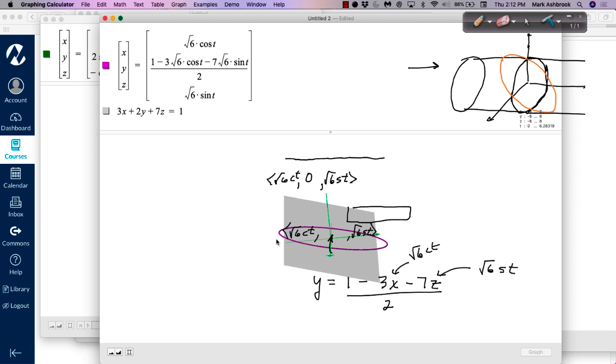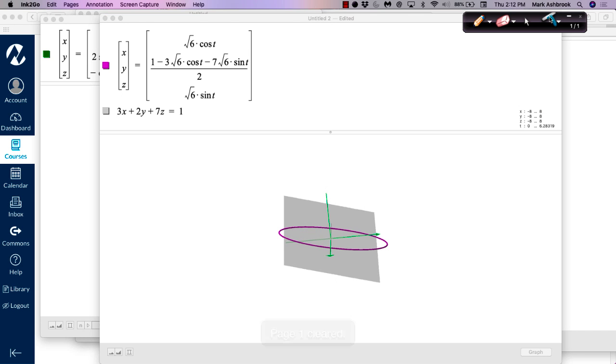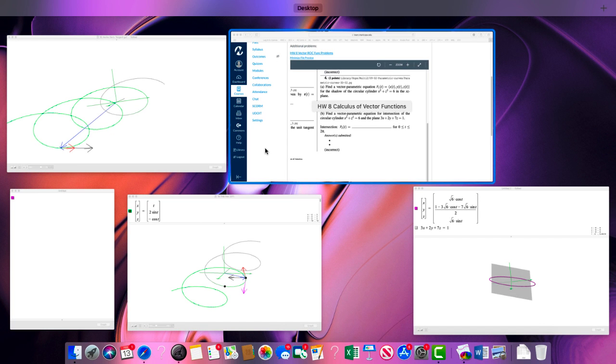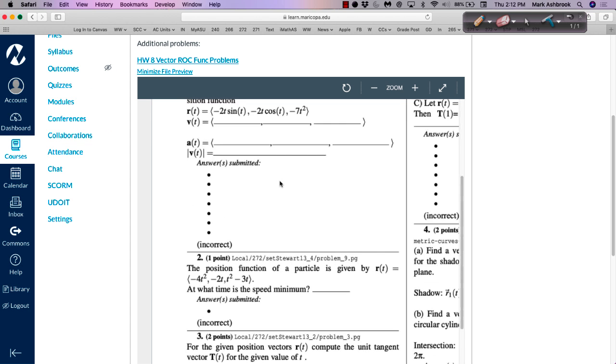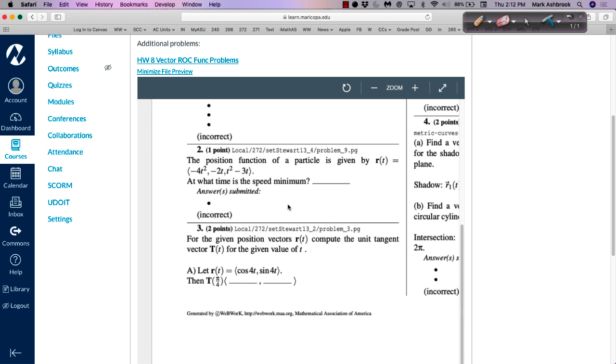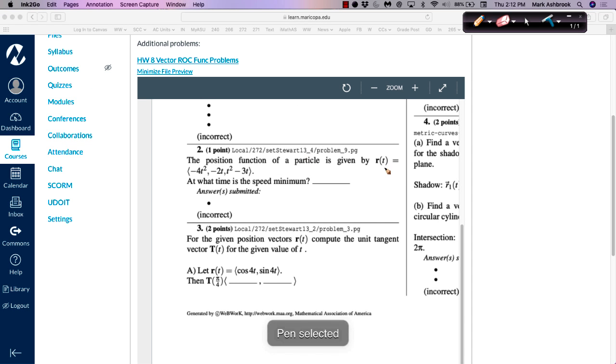Okay. Other questions on the homework? Was there one? Oh, sorry. Number 2 on the worksheet. So how do we get the speed? If we want the minimum speed, then we need a speed function. Did you come up with a speed function? So if this is our position, how do we get a speed function? Remember what we talked about last time?